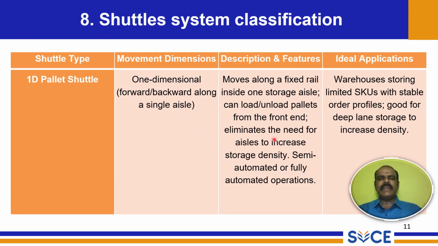Now we'll see the different types of shuttle classification. So this is very important. Why? Because based on this only we will be able to determine what is the nature of shuttle we wish to have in the warehouse. So the first type is the 1D pallet shuttle, that is, one dimensional pallet shuttle. One dimensional means it will work only on one axis. Either it can go forward or it can go backward.